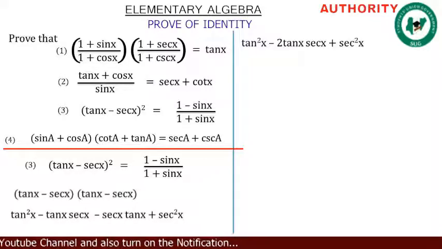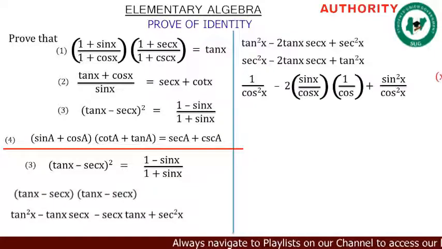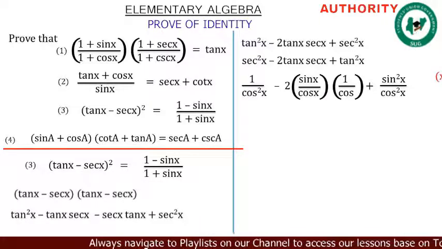Now let's rearrange. Let's take the last term to the front and the front term to the back. That means we bring sec squared x to the front and take tan squared x to the back. So we have sec squared x minus 2 tan x sec x plus tan squared x. Now this sec squared x is the inverse of cos squared x, so we write it as 1 all over cos squared x. It's still the same as sec squared x.